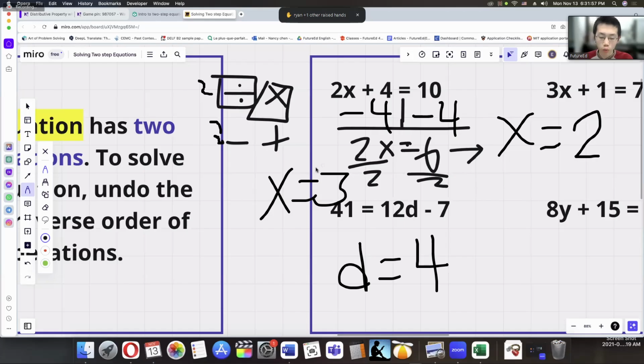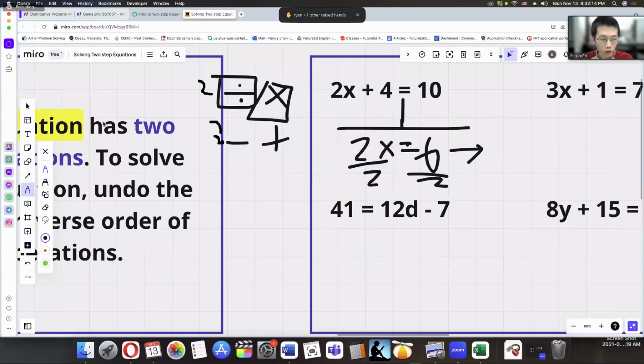So why is x equals 3 the answer? Because if you substitute, 2 times 3 equals 6, 6 plus 4 equals 10, which is exactly 10. So 10 equals 10. So we know that 3 is the correct answer. Thank you.